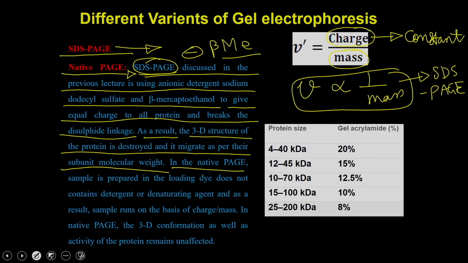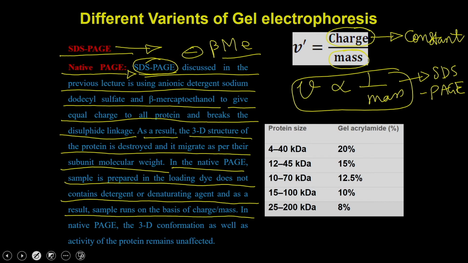Whereas, in the native PAGE, the sample is prepared in a loading dye that does not contain the detergent or the denaturing agent, and as a result the sample runs on the basis of charge by mass. So, the electrophoretic mobility is directly proportional to the charge and inversely proportional to the mass, or in general the electrophoretic mobility is affected by the charge by mass ratio, which is the condition for the native PAGE.